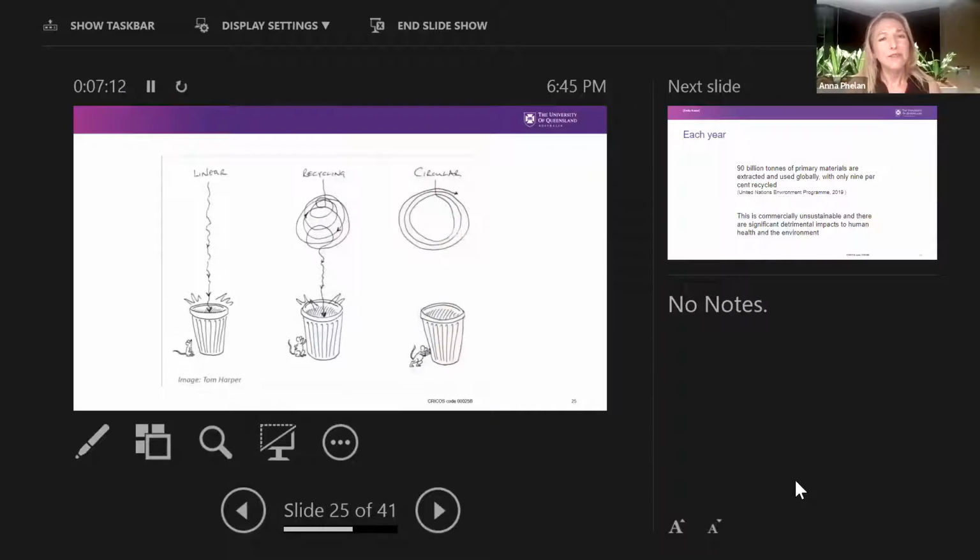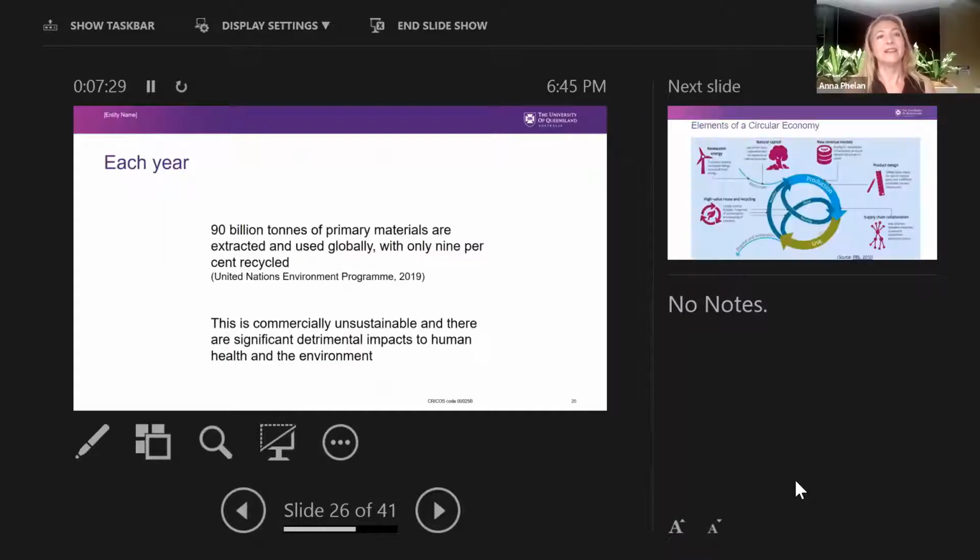This is one of my favorite representations of what circular economy is. It's not linear and it's not about recycling at all. It's actually about not just one manufacturer, but all the manufacturers across the value chain coming together and collaborating and engaging.